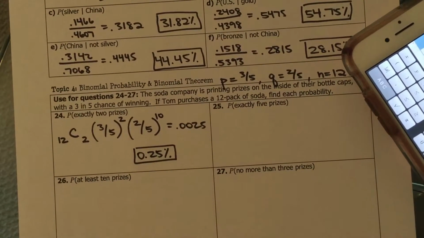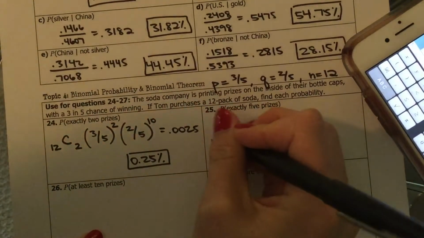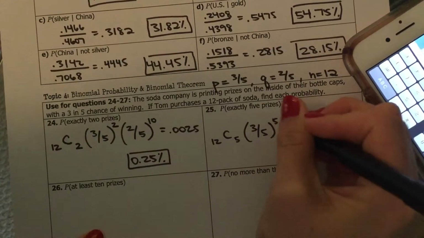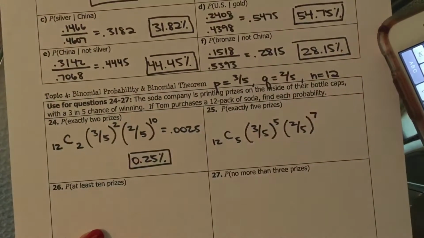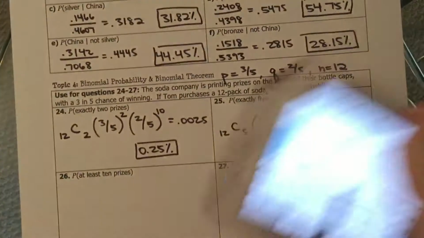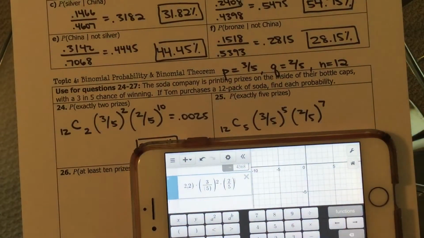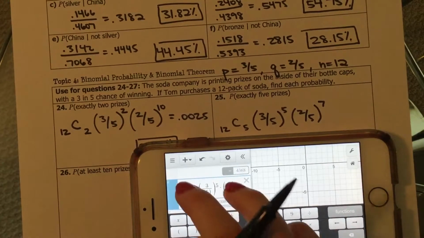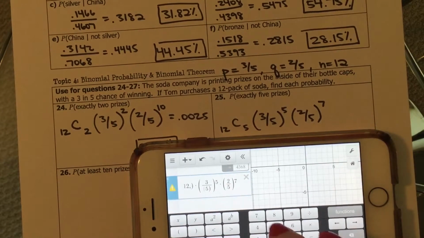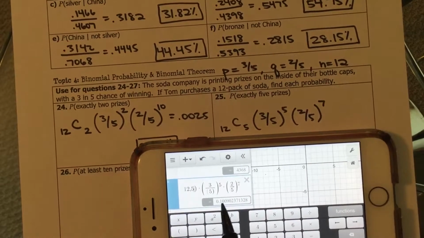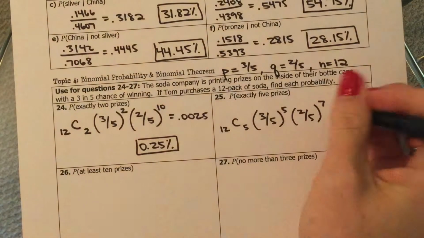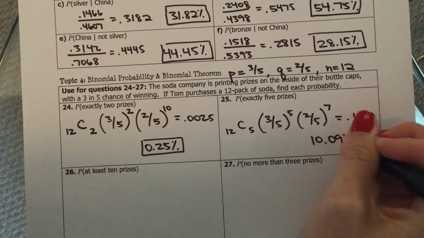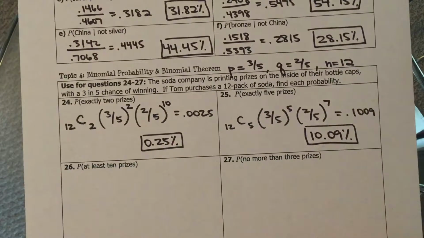Okay, exactly 5 prizes. So this time the 2s are just going to be replaced with 5. So 12 choose 5, probability of success to the 5th power, and then probability of failure to the remainder power. So we can set that up. I'm actually just going to change a couple values here. Change that to 7, change that to 5, and then change this to 5. Okay, so 0.1009. So that would be a 10.09% chance. So a little bit higher there.